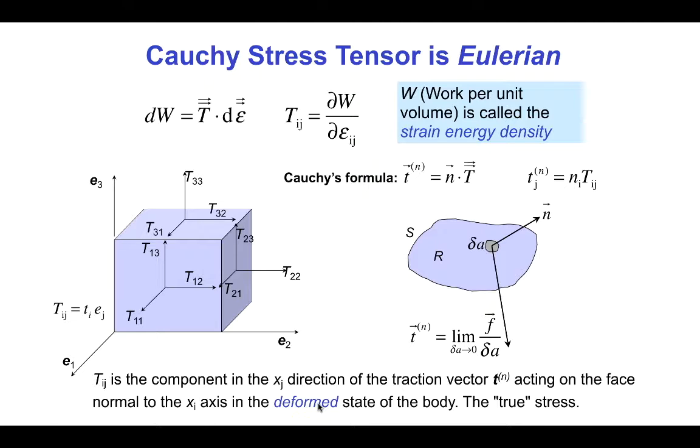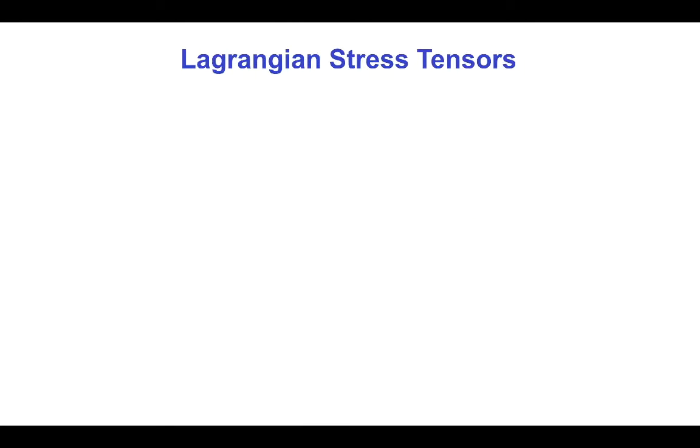For this reason, the Cauchy stress T is referred to as the true or physical stress. However, like the strain tensor, there are also Lagrangian definitions of stress. There are actually two Lagrangian stress tensors. The first is known as the nominal stress, S.